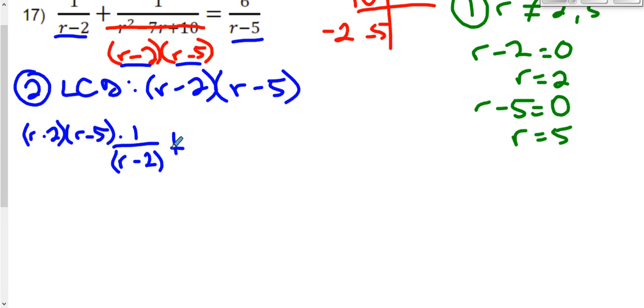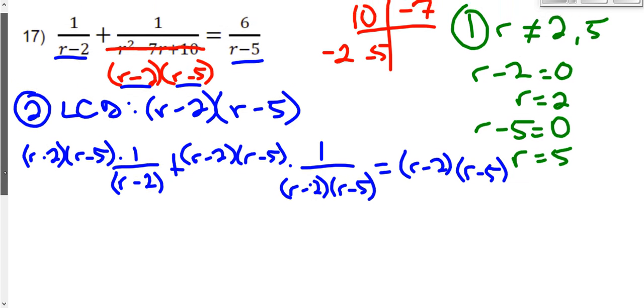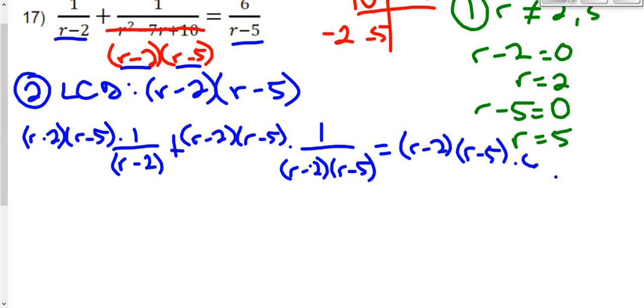Then we have our plus sign, and I'm going to take r minus 2 times r minus 5 and multiply it by my next term, which is 1 over r minus 2 times r minus 5. Then we have our equal sign, and I'll take my lowest common denominator one more time, r minus 2 times r minus 5, and we'll multiply that by my last term, which is 6 over r minus 5.